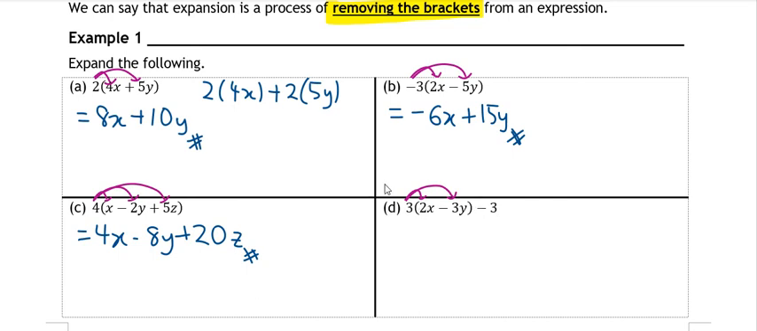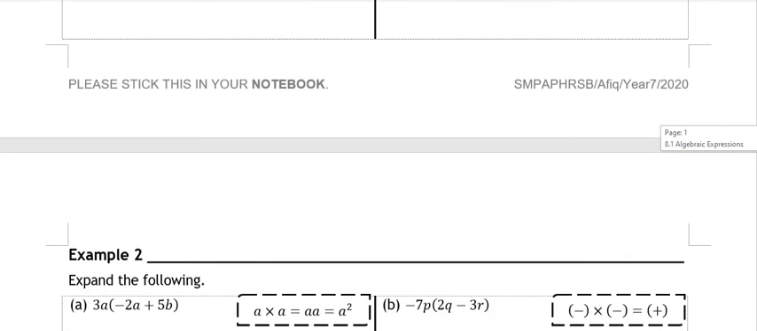So here you will have 3 times 2x, 6x, and then 3 times negative 3y is minus 9y. So that's the expansion, and then outside here you have minus 3. So there you have it. For your information, if after the expansion you have anything that can be simplified, you have to simplify it according to the terms. Right, so let's have a look at example number 2.